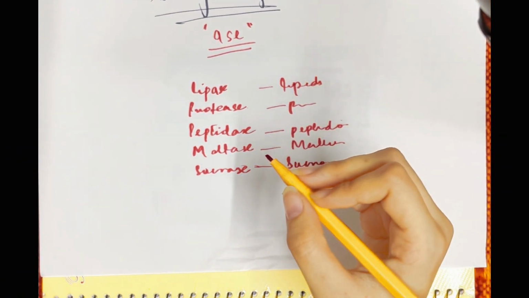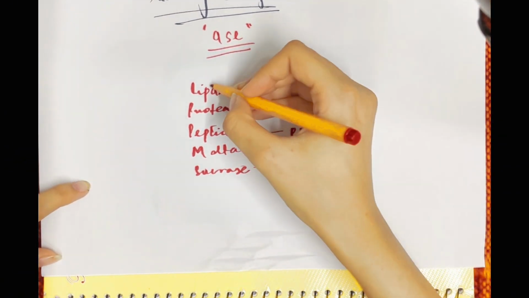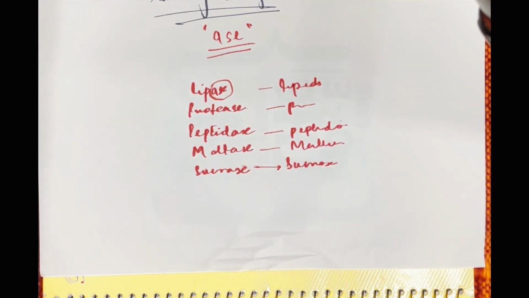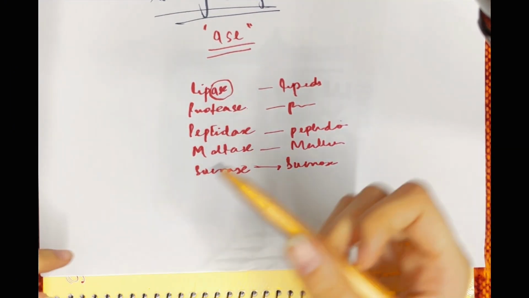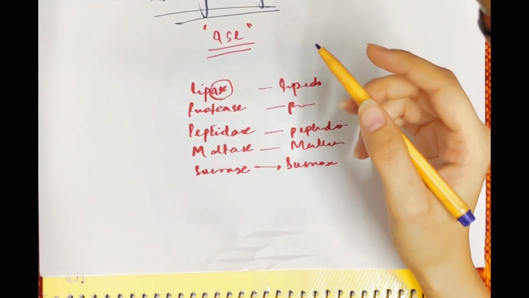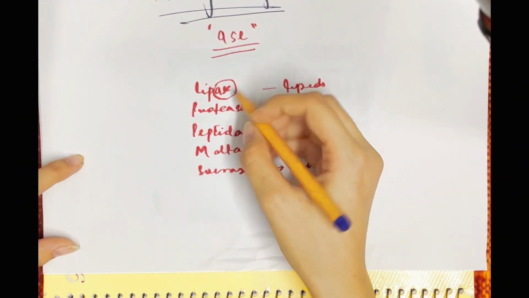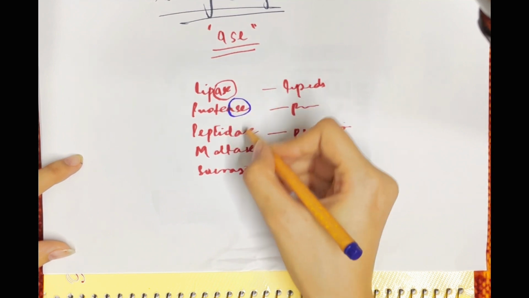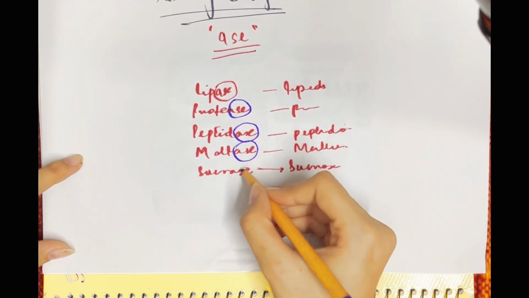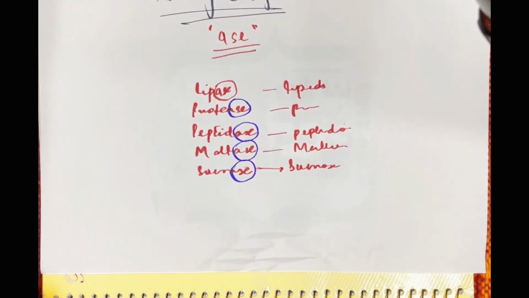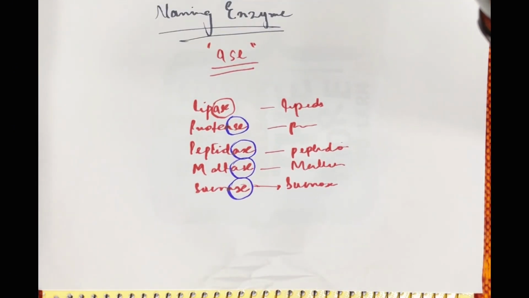It is simple: naming an enzyme means that it is going to consist of "ase" in it. If you are given four options and asked which is an enzyme, we can easily determine it by "ase". Whatever has "ase" in it is an enzyme. This is a very simple way of learning how to name an enzyme.